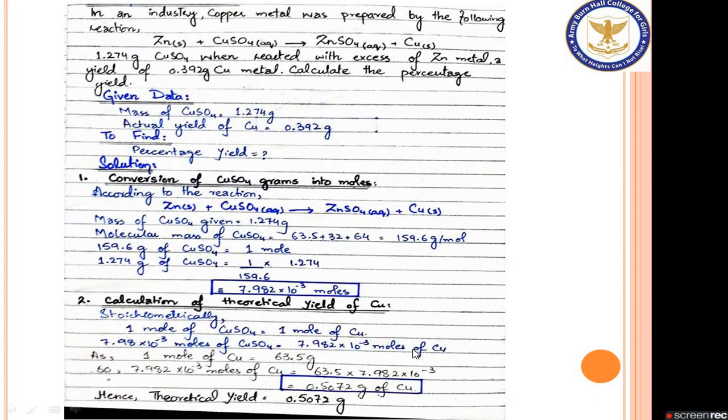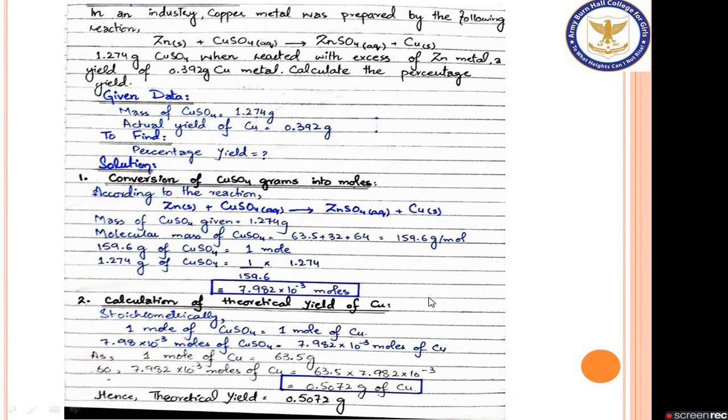So using these moles of the copper, we can calculate the mass of the copper which we can obtain theoretically from this reaction. The atomic mass of copper is that 1 mole of copper is equivalent to 63.5 gram. So we can calculate the mass of the copper with the help of this formula, that the atomic mass multiplied by number of moles gives the mass of the copper, which is equal to 0.5072 grams of copper. And this one is the theoretical yield.